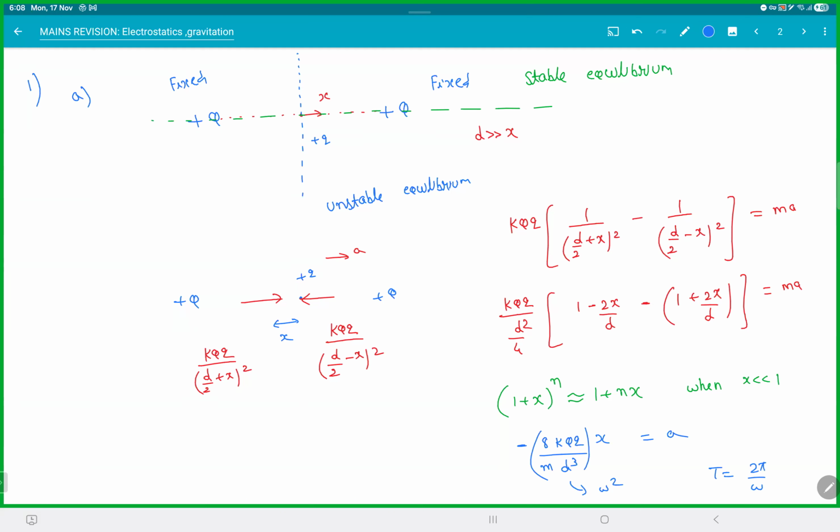Clear with this? For small oscillations, it is an SHM. So they can play this in two ways. They can ask you in terms of stable and unstable equilibriums, or they can play with oscillations. I can displace this in the vertical direction. That also will give you a time period if it is a minus q charge. Clear with that?